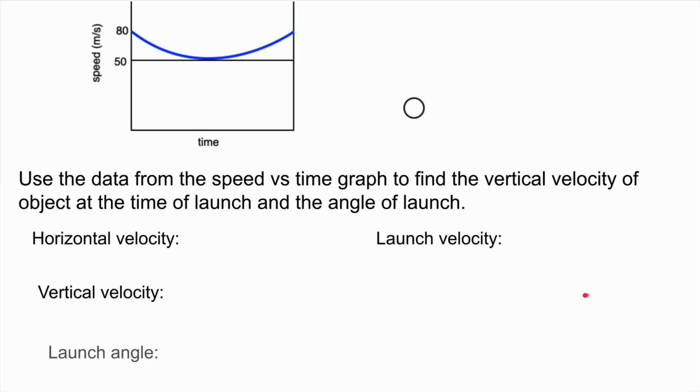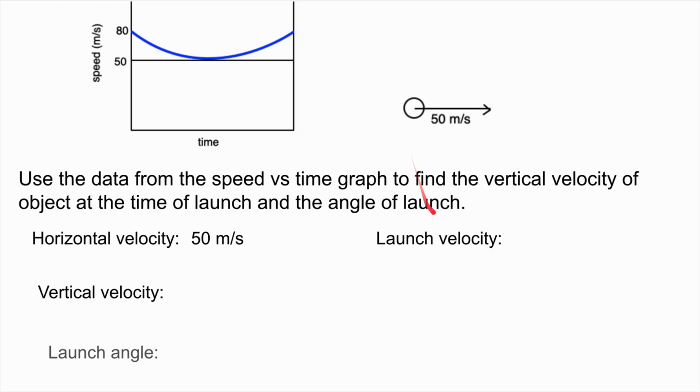So first of all, how could I extract from this graph here the horizontal velocity? Well, the horizontal velocity is basically going to be the minimum speed that it ever achieves, because at its apex, it had no vertical velocity. It only had horizontal velocity. And I can see that that was 50 meters per second. So I'm going to come over here, and that's my projectile. I'm just going to draw 50 meters per second there.